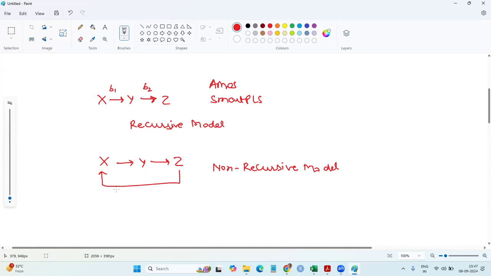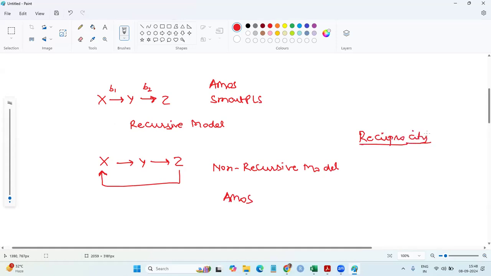But here in the non-recursive model, the problem will be there. As I increase X, Y increases. With the increase of Y, Z increases. And with the increase of Z, X also increases. Now the problem is, if by increasing 1 unit of X, it itself increases, we don't know whether it's the effect of that initial unit or because of that feedback mechanism, the circular effect. So here only AMOS can handle such models. Smart PLS cannot handle such models. Only AMOS can handle them, and there is a particular name for that. It is called reciprocity.